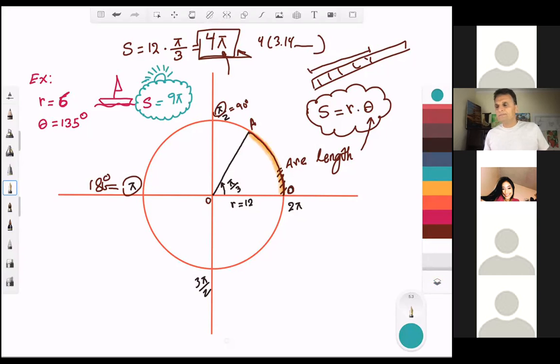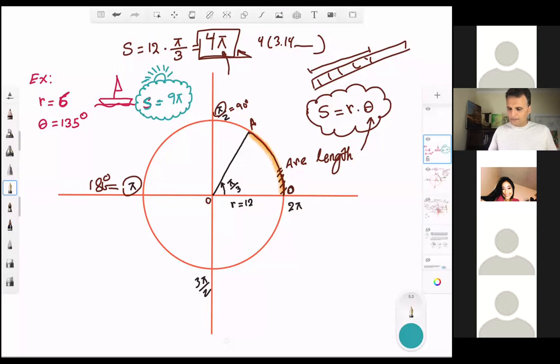Jonathan, I'm sorry, can you ask again? Is the S 9 pi? S is arc. Is that 9 pi or something else? No, it'd be something else, right? Because you times theta to r, and that'd be more than 9.